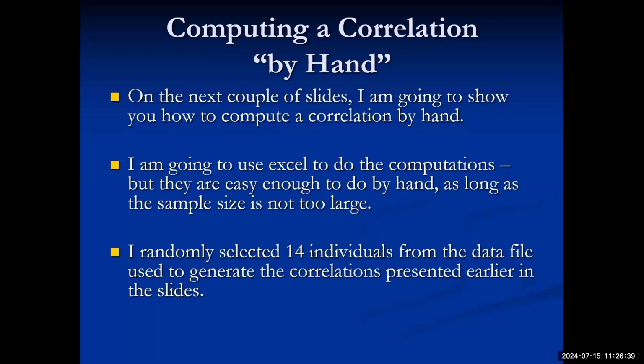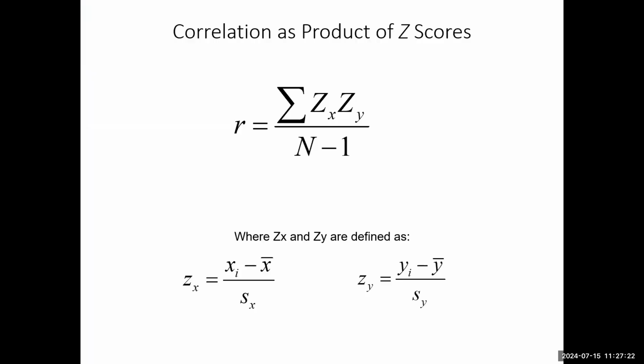Okay. So on the next several slides, I'm going to show you how to compute a correlation by hand. I put by hand in quotes because I'm actually going to use Excel to do the math, but the math is easy enough to do with paper and pencil if you've got a finite number of scores. So what I did was I took the data file that I analyzed earlier in the slides, and I randomly selected 14 individuals from the data file, and then I'm going to use the data from those individuals to show you how to compute the correlation by hand. So rather than stepping through the computations for 200 plus observations, we're just going to do it for the 14 individuals that I randomly selected.